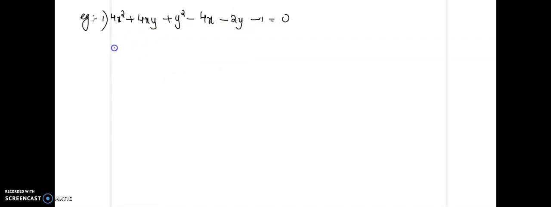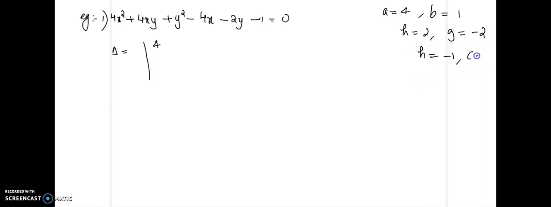Look at an example. So here we have delta equal to determinant of 4. Okay, let us write A is 4, B is 1, H is 2, G is minus 2, and F is minus 1, and C is equal to minus 1. So delta will be 4, and we'll have 2 here, then minus 2, then B is 1, C is minus 1. So here you can see that the first row is a multiple of the second one. So delta will be equal to 0.